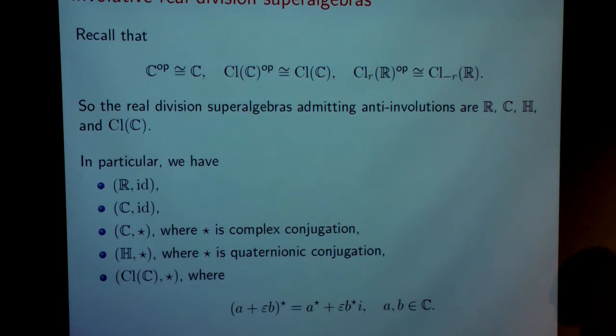Okay, so here are the things you can have, right? So the real numbers, your only choice is the identity because your anti-involution has to be R-linear. Complex numbers, you've got two choices. Because it's commutative, you can take the identity, but you can also take complex conjugation.